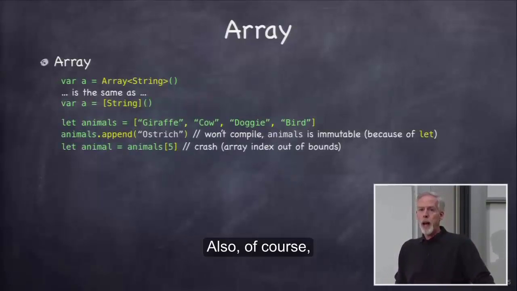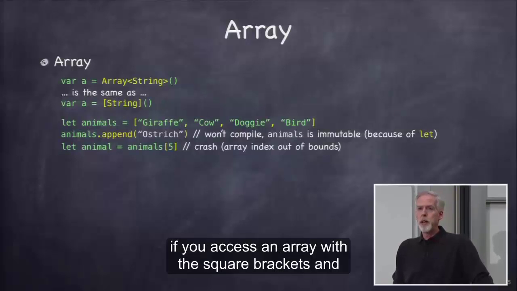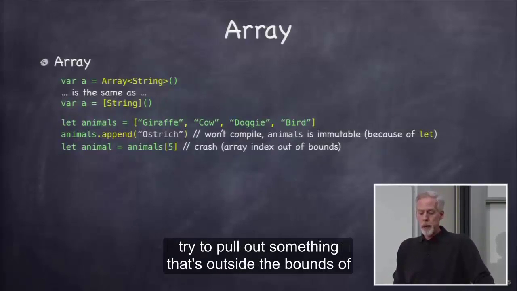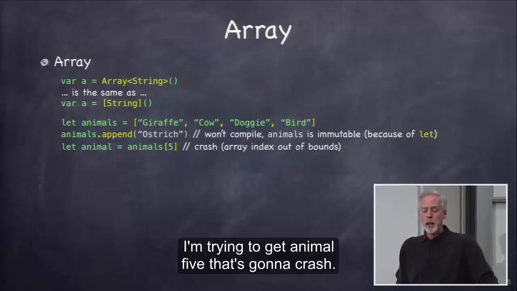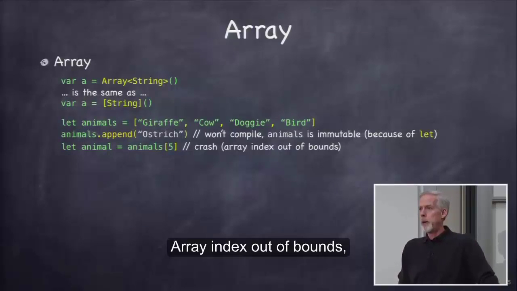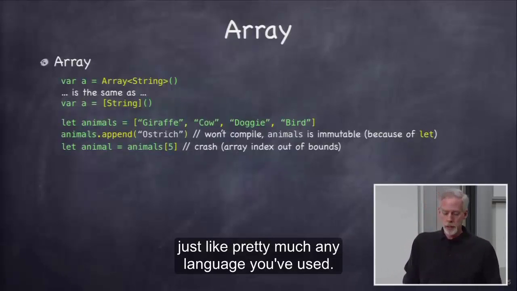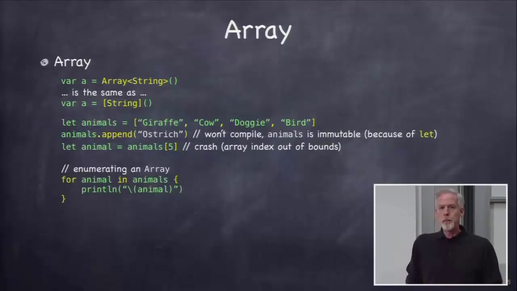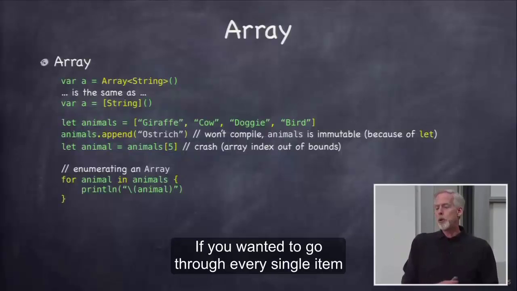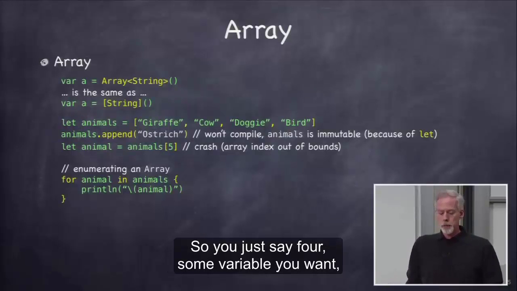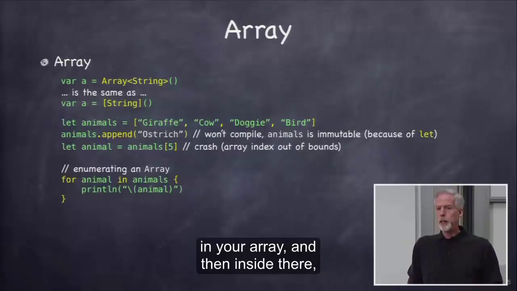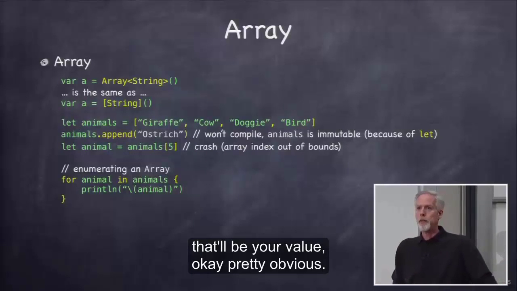Also, of course, if you access an array with the square brackets and try to pull out something that's outside the bounds of the array, this array only has 4 animals in it and I'm trying to get animal 5, that's going to crash. Array index out of bounds, just like pretty much any language you've used. How to enumerate an array. If you wanted to go through every single item in an array and look at it, you can use for in. You just say for some variable you want in your array, and then inside there, that'll be your value. Pretty obvious.